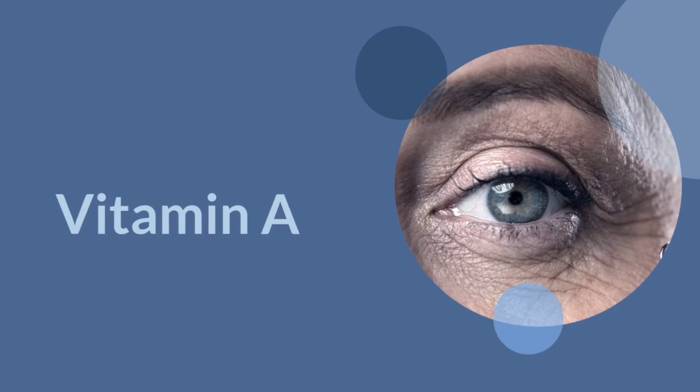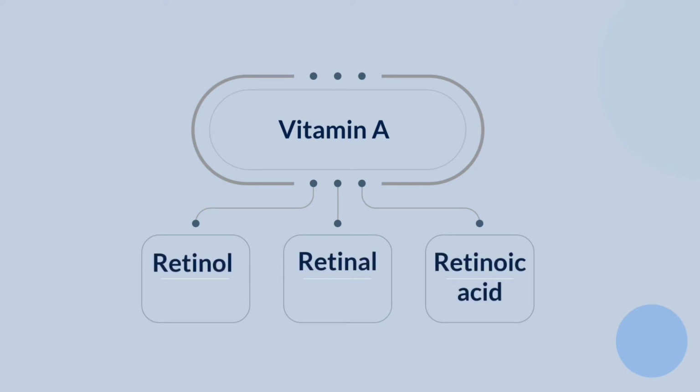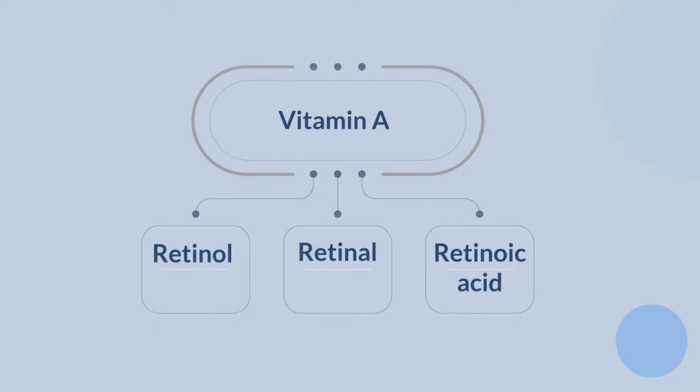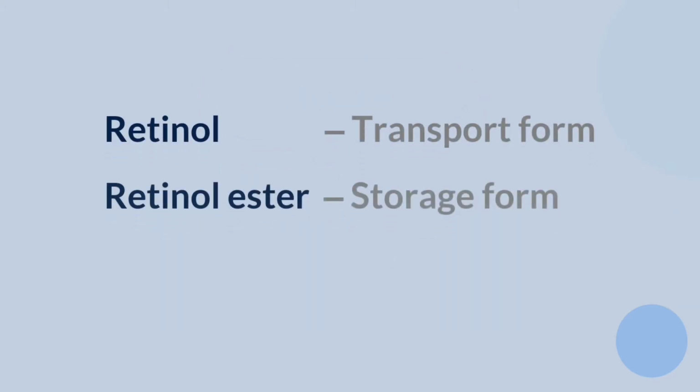Today we are going to learn about vitamin A. Vitamin A is one of the fat-soluble vitamins. First of all, what is vitamin A? It is a group of related compounds which includes retinol, retinal and retinoic acid. Among them, retinol is the transport form, whereas retinyl ester is the storage form. One of the examples of retinyl ester is retinol palmitate.